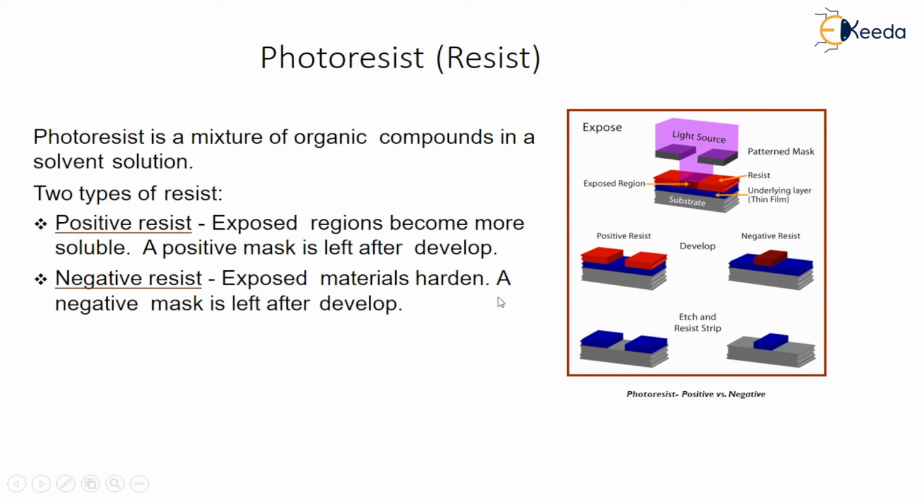Positive and negative. Photoresist is a mixture of organic compounds in a solvent solution. Positive resist means the regions which are exposed become more soluble, and a positive mask is left after develop. While in negative resist, the exposed materials are hardened, and a negative mask is left after develop. So the negative mask we have to remove after develop, whereas the positive resist is soluble in nature.